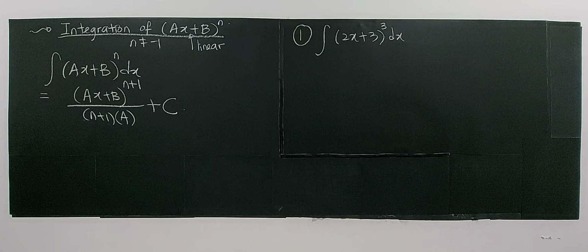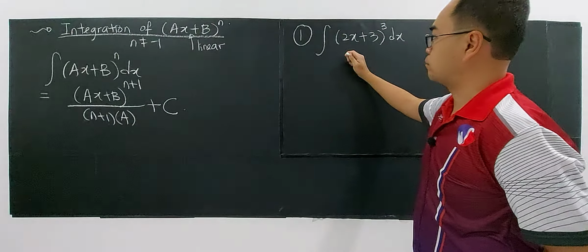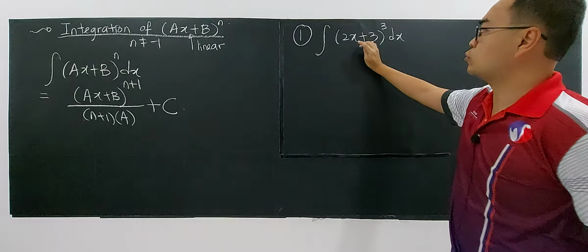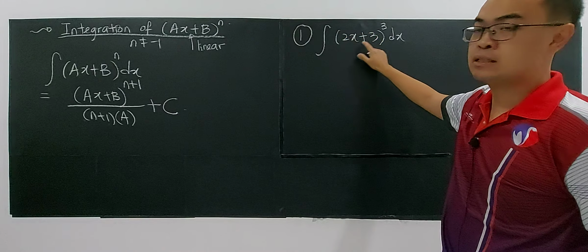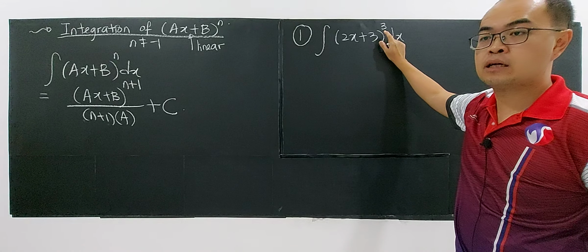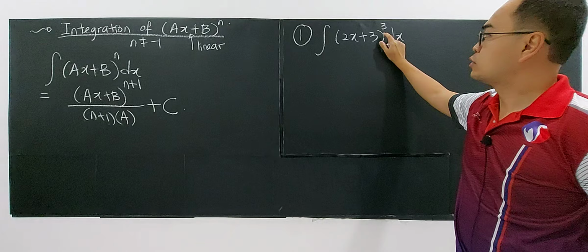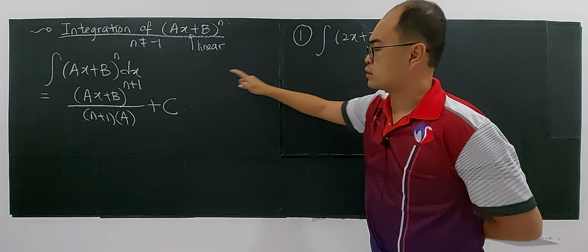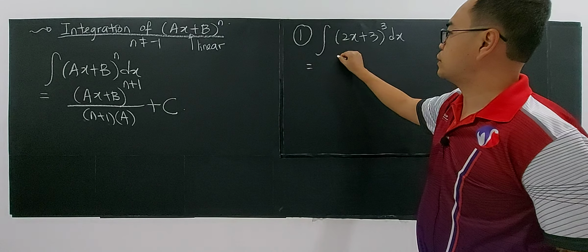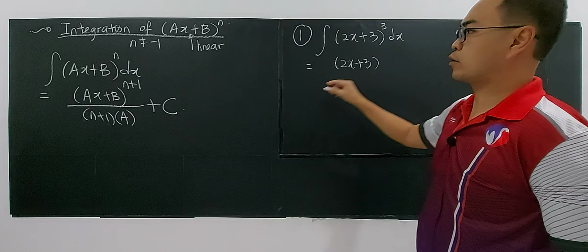Alright, let's continue with this example. There is a power of 3 here. So it's two ways. Either you use the basic rule, where you have to expand this linear expression using binomial or Pascal's triangle, but it's a bit tedious. For me, I will apply this rule because this is linear. So very simple, just follow the formula. Copy back.